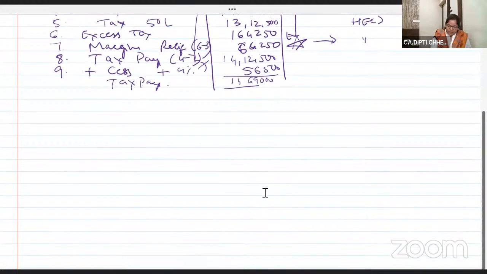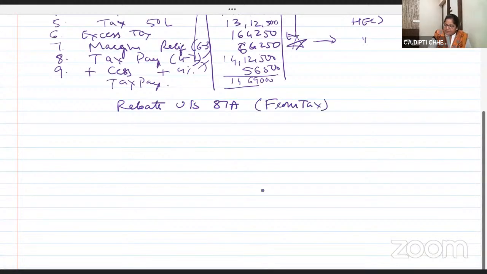I want all of you to go to your notebook. This is not a fast track revision batch. This is a fast track practice batch. And very well, what is important is to be written in the notebook. Rebate under section 87A. From tax, you have to give rebate. After rebate, whatever tax comes, add health and education cess.